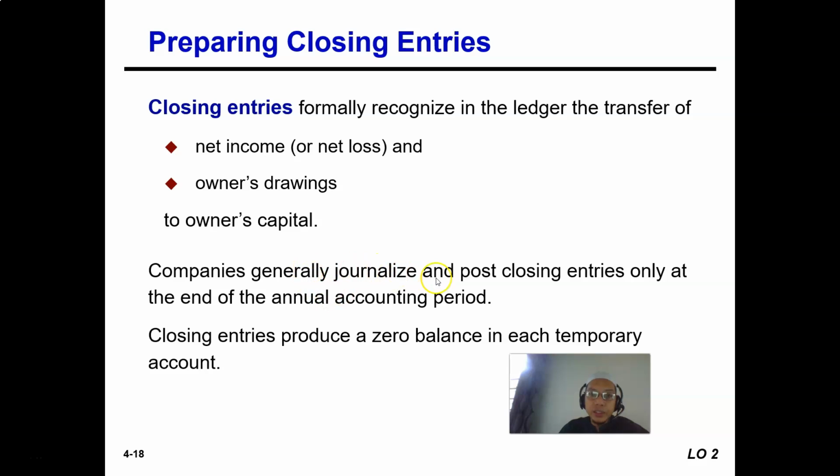Companies generally journalize and post closing entries only at the end of the annual accounting period. They seldom close every month. They usually close the accounts at the end of every year, the end of the fiscal year. Closing entries produce a zero balance in each temporary account. When we do the closing entries, the resulting effect is that all of the temporary accounts will start off with a zero starting balance.